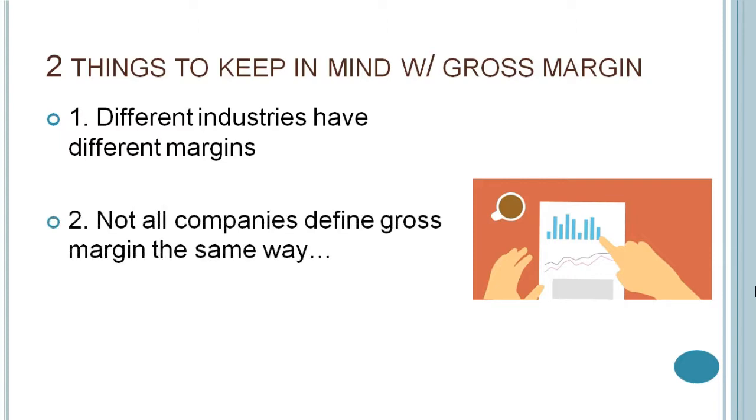Secondly, not all companies define gross margin the same way. For example, in the retail industry, some companies include depreciation of store assets in cost of goods sold, while others put it in general and administrative expenses. So you have to be aware of how companies are defining gross margin in their financial statements.